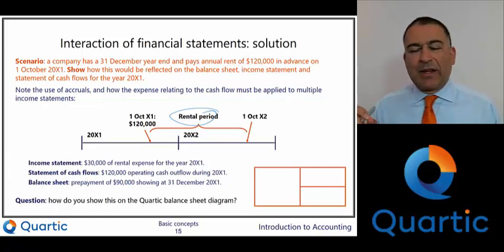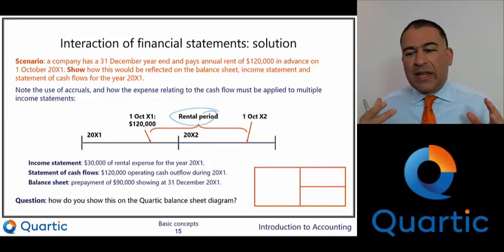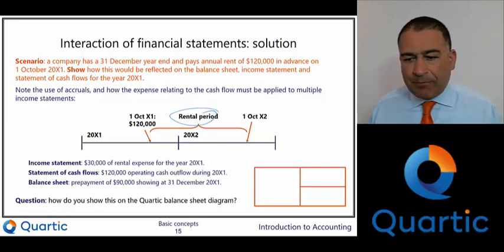So try to understand, I've made the numbers as simple as possible. It's 10,000 rent per month. And you can see that for X1, it's October, November, December, 3 months of rent at 10,000 each. Under the accrual concept, the year 20X1 has 30,000 of rental expense.